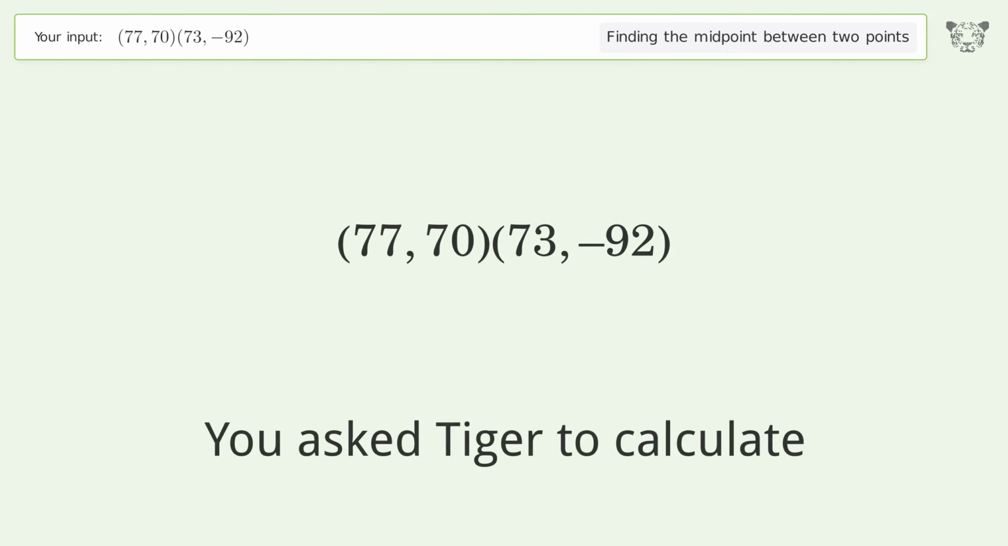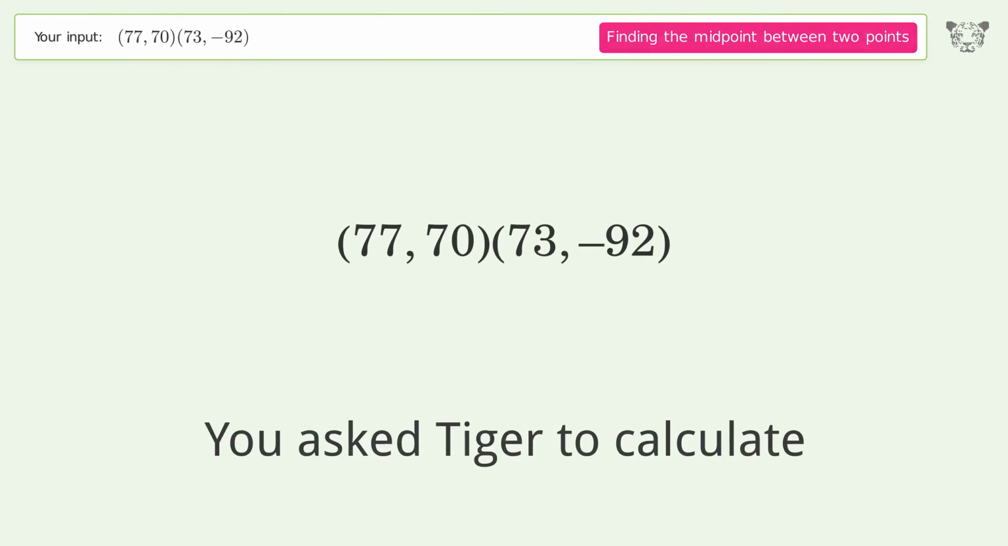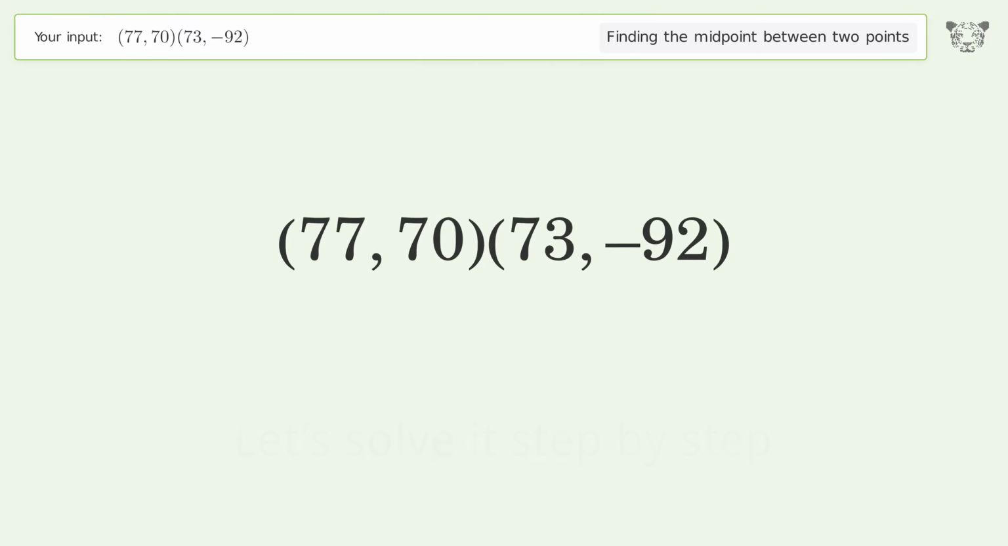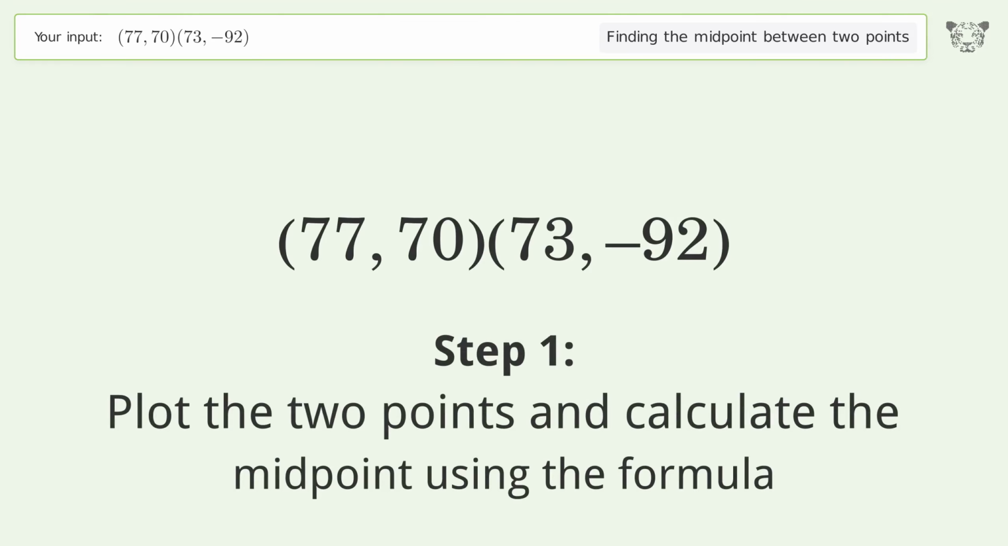You ask Tiger to calculate. This deals with finding the midpoint between 2 points. The midpoint between the 2 points is 75, -11. Let's solve it step by step. Plot the 2 points and calculate the midpoint using the formula.